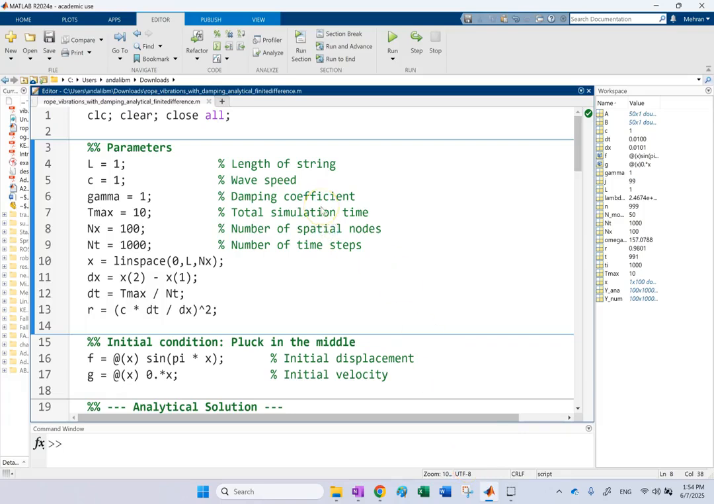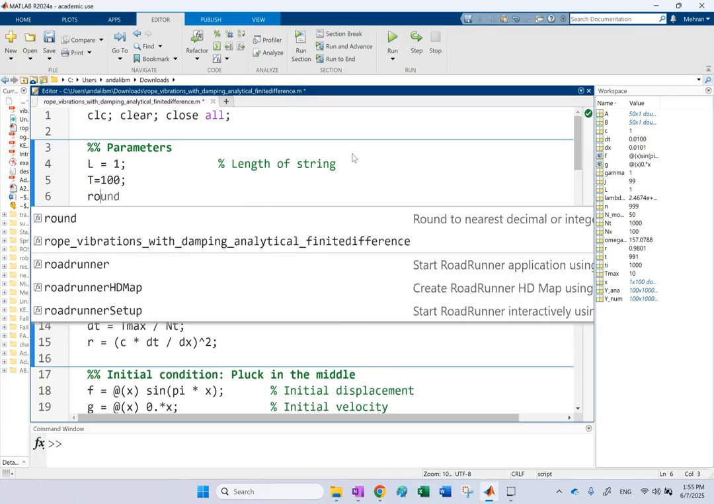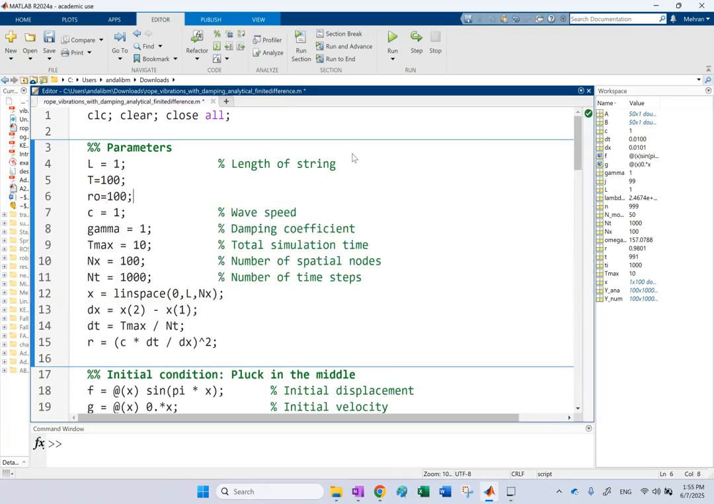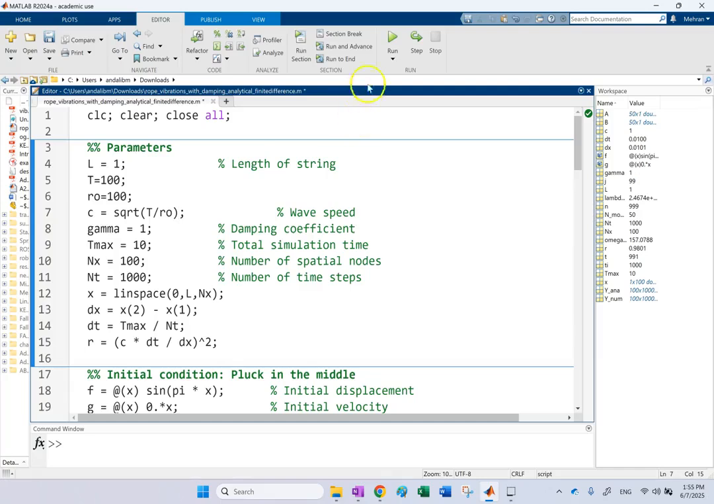Now here is the MATLAB code, and you see that the length of the rope is 1 meter. The C that I picked is 1, but you can make it a lot bigger, so you can give it a tension and a rho and calculate that if you want. It is up to you. For instance, I say T is 100 Newton, and then maybe rho is also 100 in this case. And so C equals the square root of T over rho. But again, feel free to change those T and rho to any number that you like.